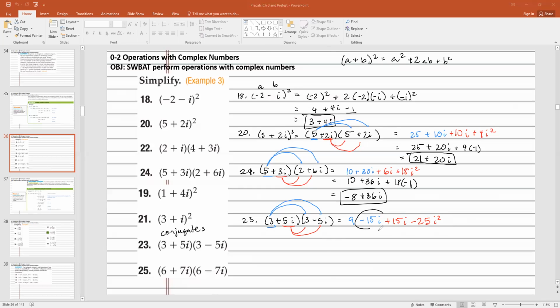Now notice how we get a -15i and a positive 15i. Yeah, that's always going to happen because these are conjugates. Because one is positive, one is negative, and the numbers are the same, so they're going to end up being opposite numbers here. So they always cancel out. And we're left with 9 minus 25i squared. So i squared is the same as -1. So it's the same as plus 25, which is 9 plus 25 is going to give us 34. And that's it. Okay, so we're going to be using conjugates later on.